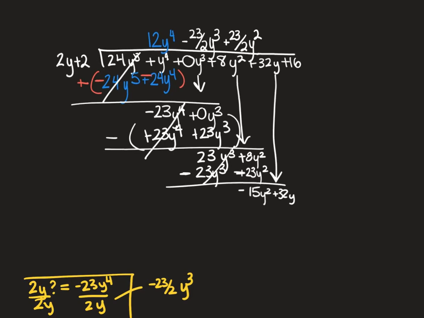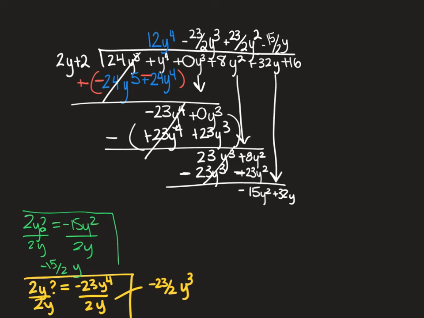Okay, so same idea. 2y times question mark equals negative 15y squared. Divide by 2y, divide by 2y. So you get negative 15 over 2y. So that's what I'm going to multiply by, negative 15 over 2y.